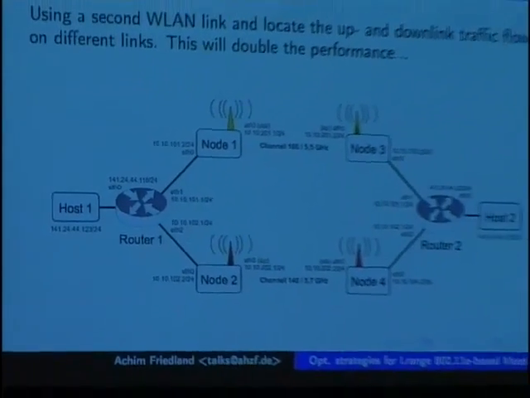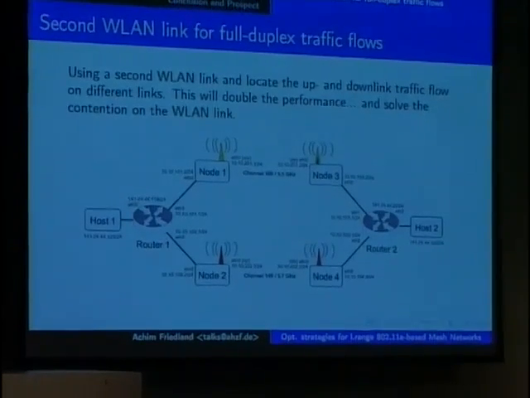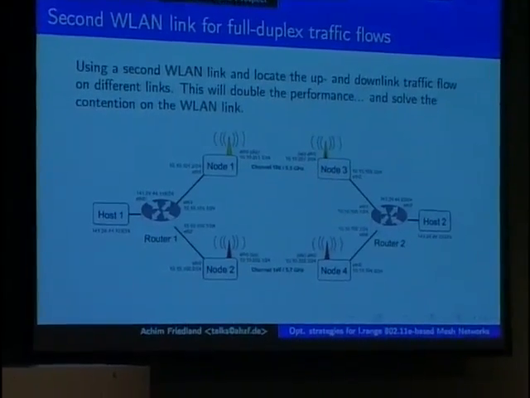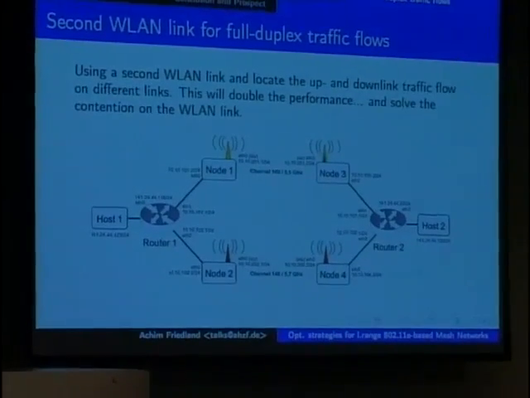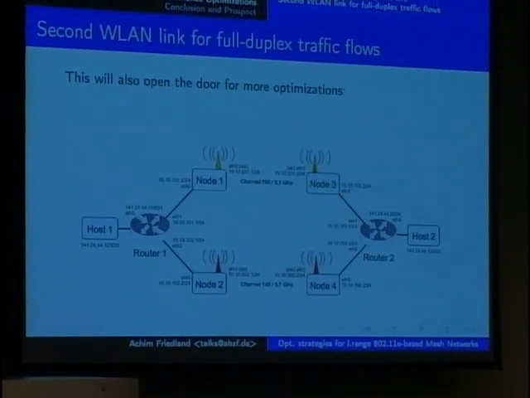As I told you, this will double the performance. Okay, nothing special. It will also solve the contention on the Wi-Fi link. Okay, nice, but what will this mean? It will open the door for some optimizations. So you're now alone on your medium. Every node can more or less send at any time they want. So you can reduce the CWmin value to a minimum. What the minimum is is a bit of a problem.